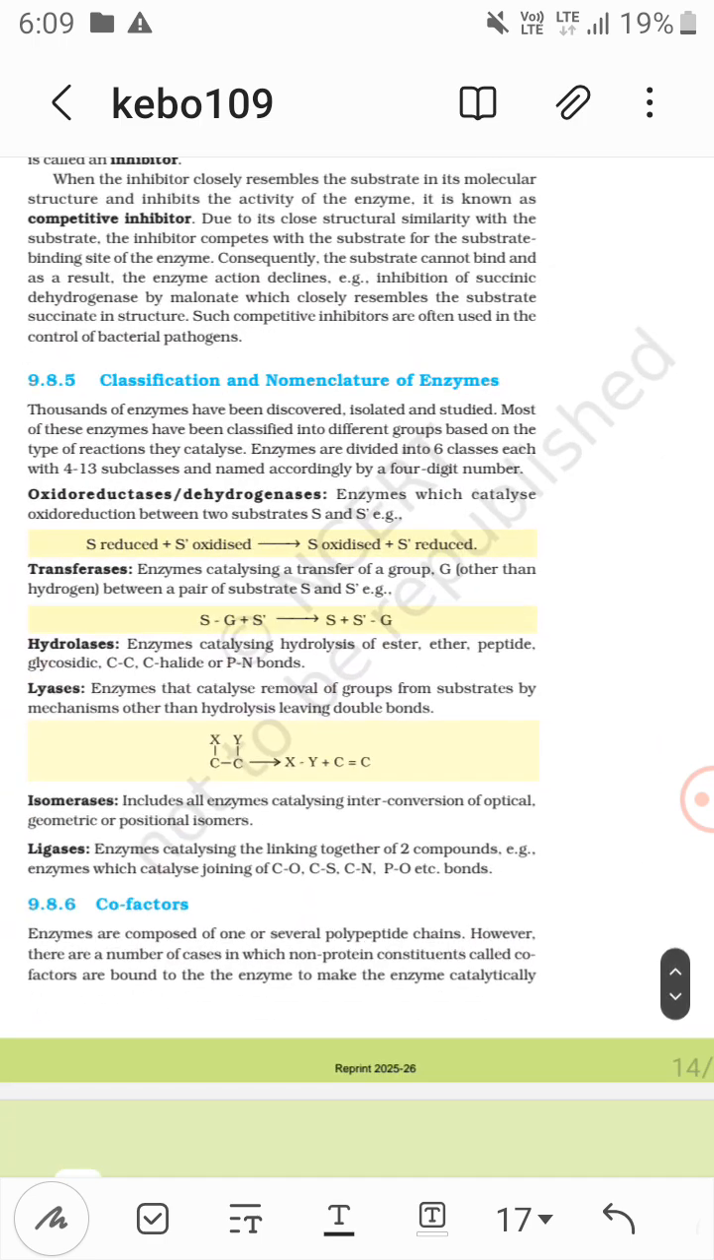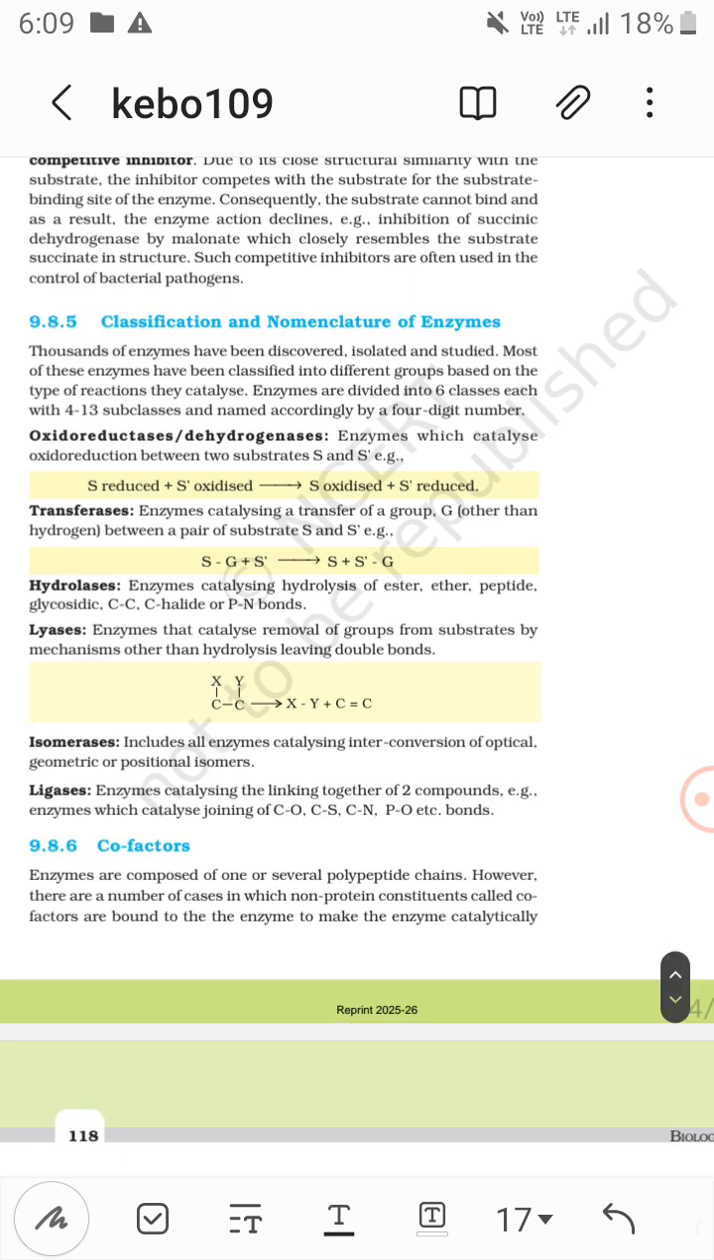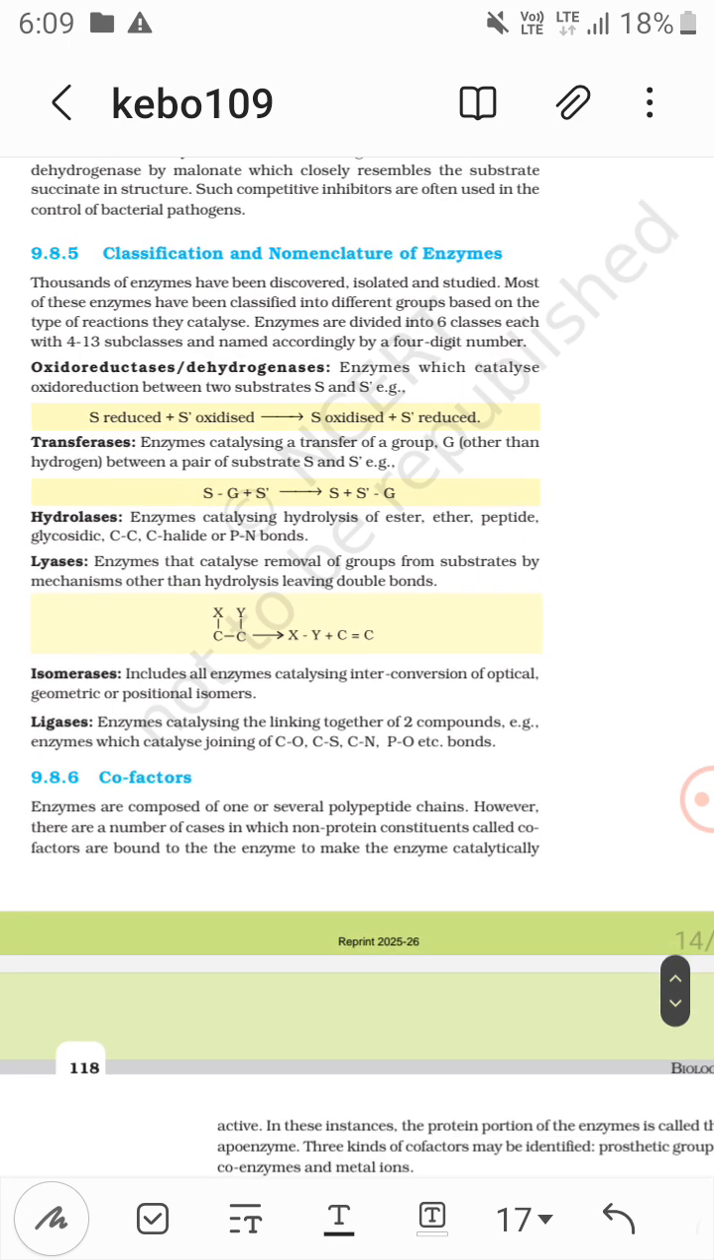Now classification and nomenclature of enzymes. There are thousands of enzymes present, and enzymes are mostly proteinaceous, okay. These enzymes are divided into 6 classes, each class with about 4 to 30 subclasses, and they are numbered by a 4-digit number. The first one is the oxidoreductases, that is dehydrogenases, where oxidation and reduction occur, okay.